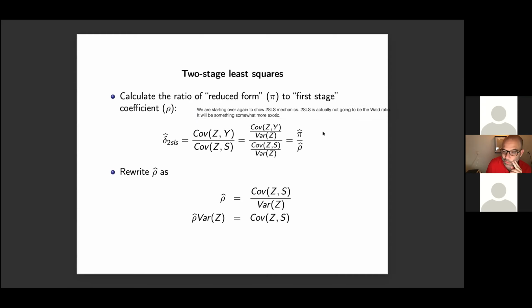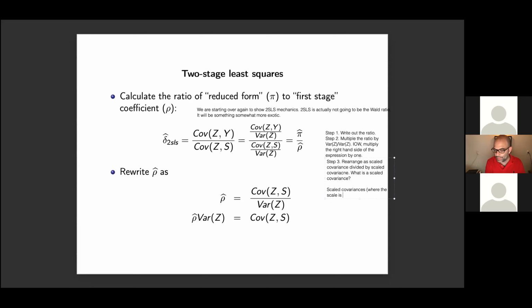So we're going to go in steps. Step 1, write out the ratio. Step 2, multiply the ratio by variance Z over variance Z. In other words, multiply the right-hand side of the expression by 1. Now look at this. When I rearrange this, step 3, rearrange as scaled covariance divided by scaled covariance. What is a scaled covariance? Scaled covariances, where the scale is a variance, are regression coefficients. That's the definition of a regression coefficient.